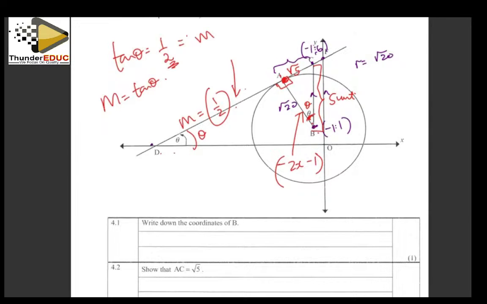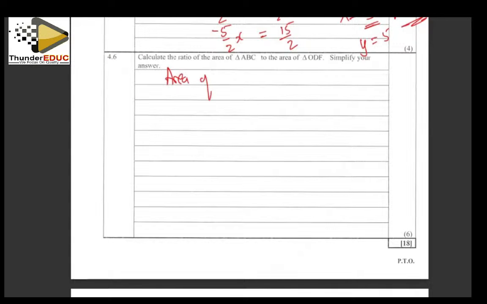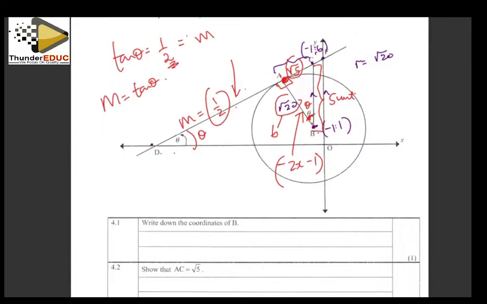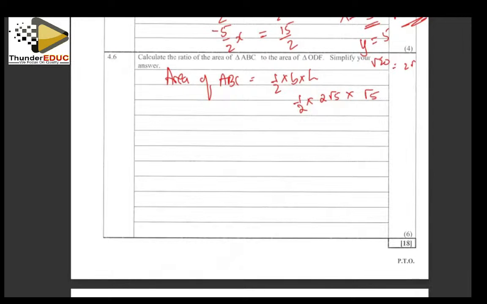So if I focus on ABC, this is going to be my base. And then this √5 represents the height. Let me just break it down. The area of ABC, it's a triangle, so it's a half times the base times the height. So half times root 20, we said root 20 is the same as 2 root 5. And then our height is also a root 5. If I simplify that, root 5 times root 5 is 5, times 2 is 10, divided by 2, which gives me 5 units squared.